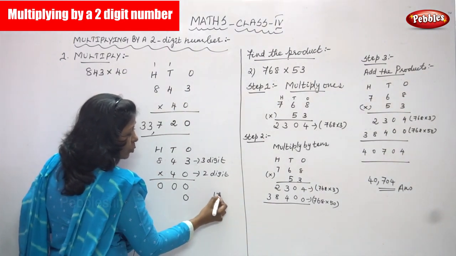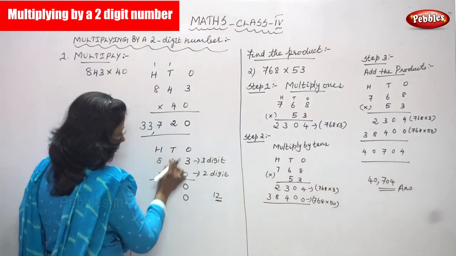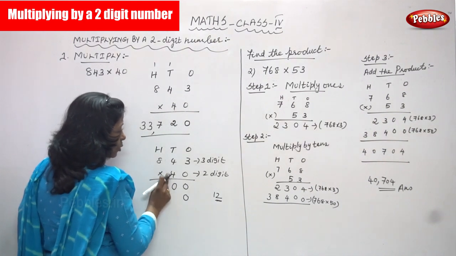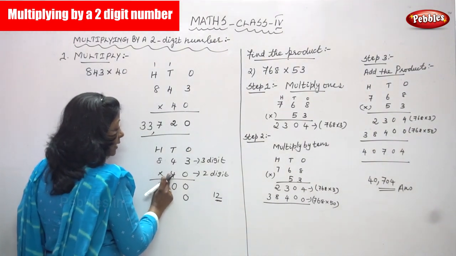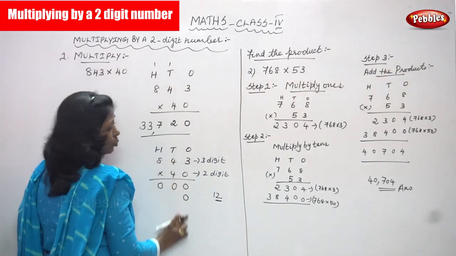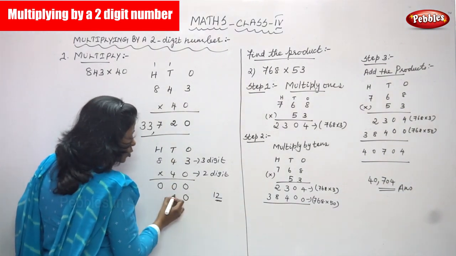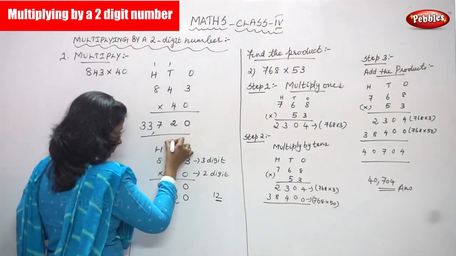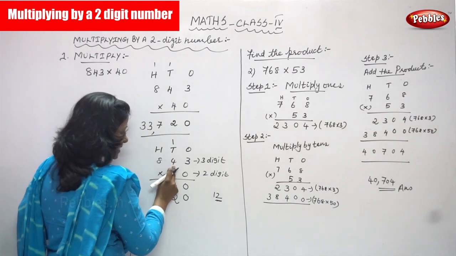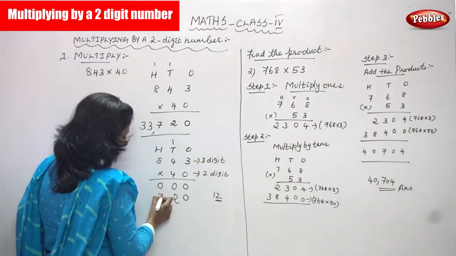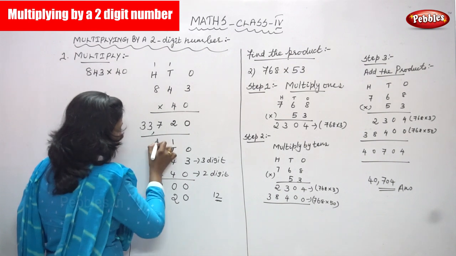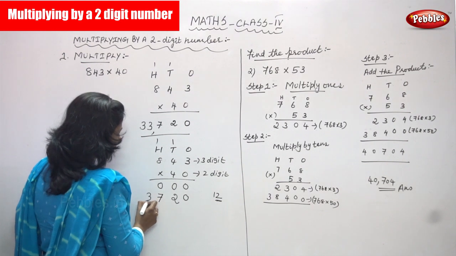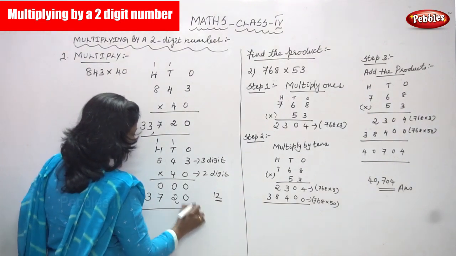I have to write only the ones place value of the 12, and I have to write it in the tens place. Why should I write it in the tens place? Because I am multiplying by 4, and this 4 is a tens digit value. That is why I've written 2 in the tens place. The remaining carryover goes to the tens place. So 4 into 4, 16. 16 plus 1, 17. 7. The carryover 1 goes to the 100 place value. Now 4 into 8, 32. 32 plus 1, 33.